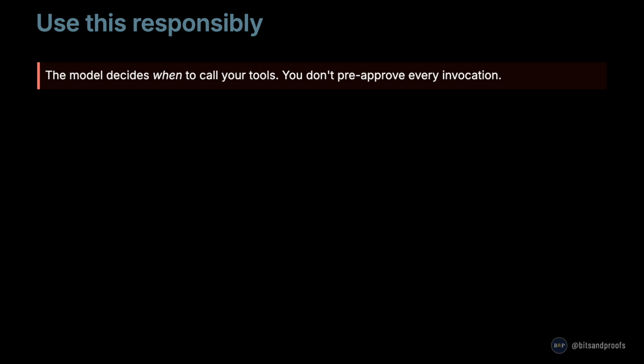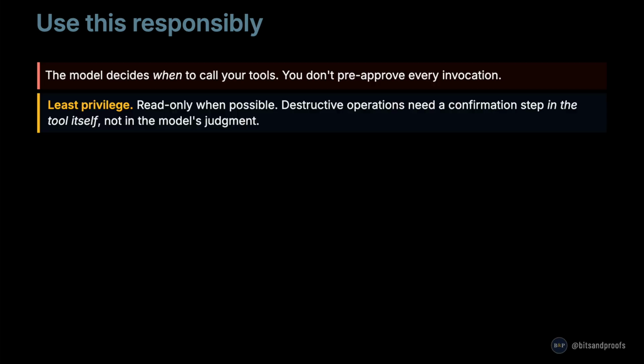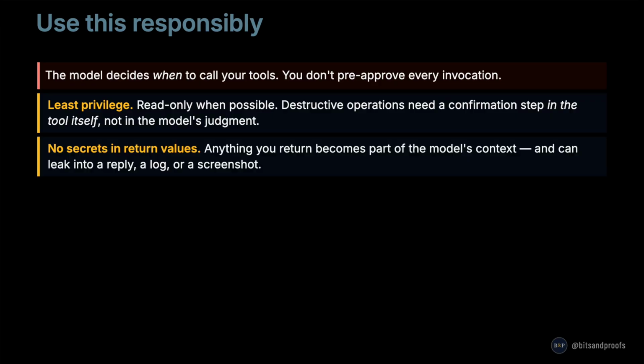One last thing before we close out. MCP is powerful, and that is the point of this warning slide. The model decides when to call your tools. You do not get to pre-approve every invocation the way you would with a normal function call in your own code. Principle 1, least privilege. If a tool only needs to read, do not give it write. Delete and overwrite operations should require an explicit confirmation step built into the tool itself, not the model's judgment.